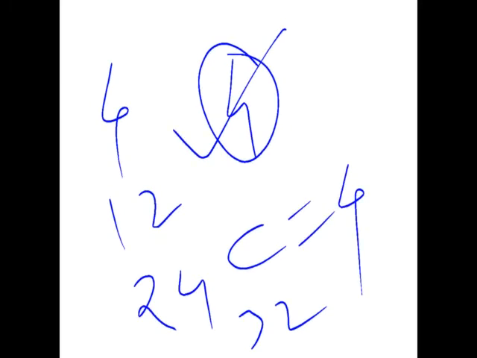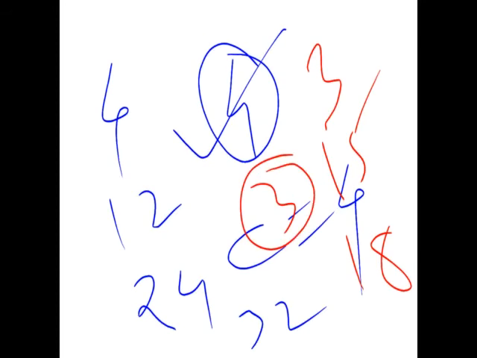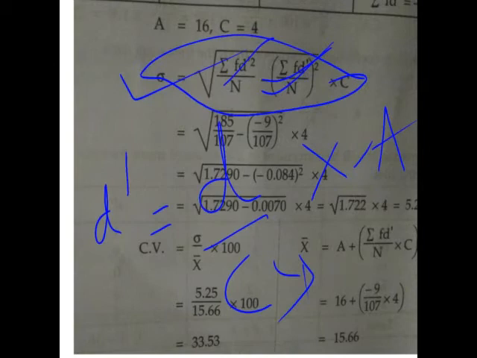Or the values given are 3, 15, 18. Now 3, 15, 18 are divisible by 3. So 3 is the common factor. So c is 3. Likewise, by observing the observation table, you can come to know which is the common factor, and that common factor we have to consider as c.